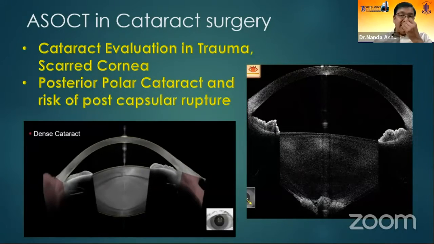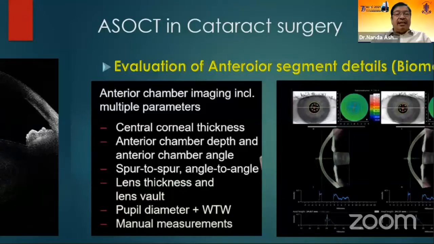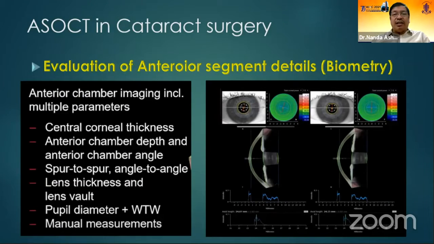In cataract surgery, it helps in evaluating the grade of cataract. In traumatic and scarred cornea, also it will tell about the nature of the cataract. It helps to know whether there is a pre-existing posterior capsular rupture in a posterior polar cataract. In evaluation for biometry, it gives almost all anterior segment parameters which are necessary for being utilized in 4th and 5th generation formulae for IOL power calculation.